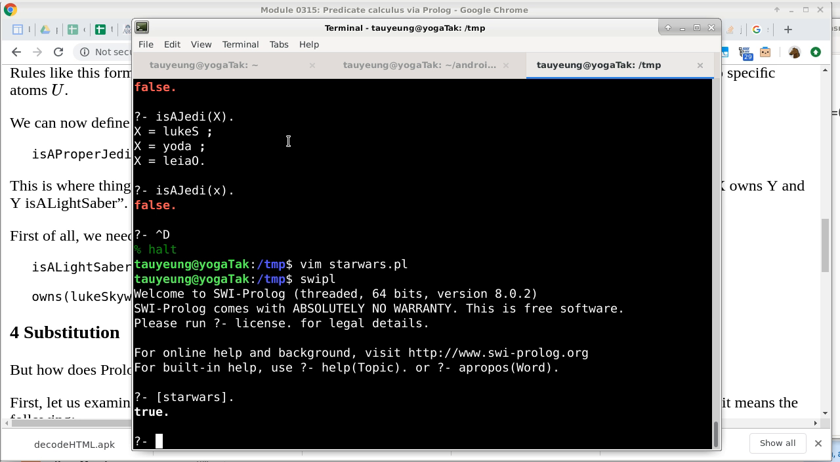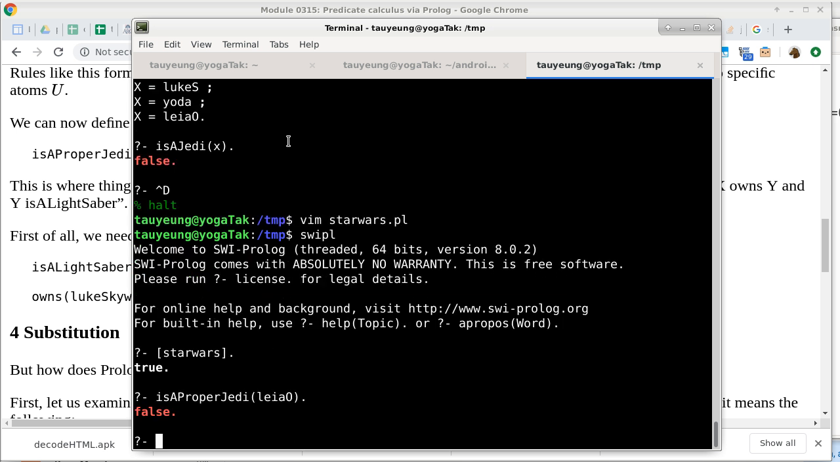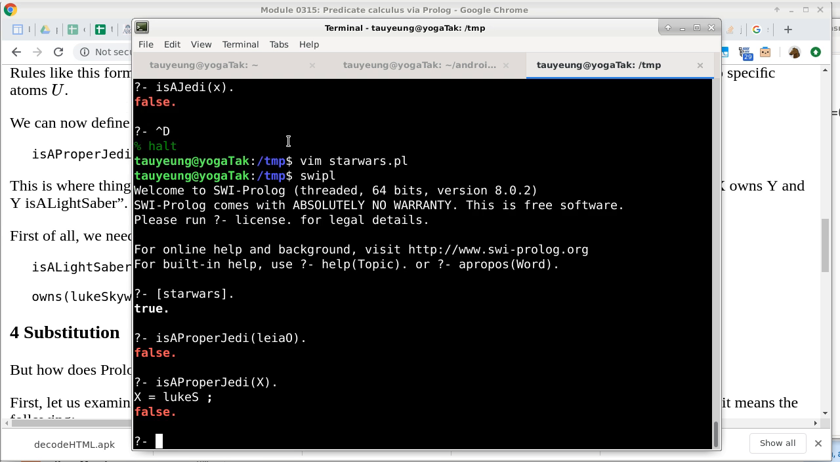Okay. So the first thing we try is is a proper Jedi, and we'll try Leia first. And it says no. Okay, good. And then we can try the other one that we tried earlier, which is to tell me everyone who is a proper Jedi. And it will say Luke is the only proper Jedi. There are no other proper Jedis in this case, because not everything in the atom is a proper Jedi. It will only return true if everything in the universe is a proper Jedi.